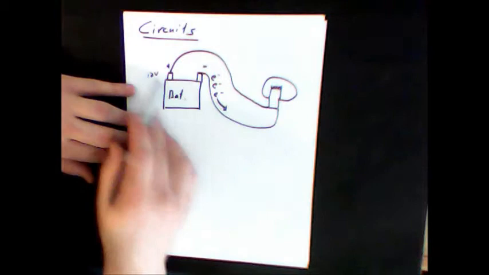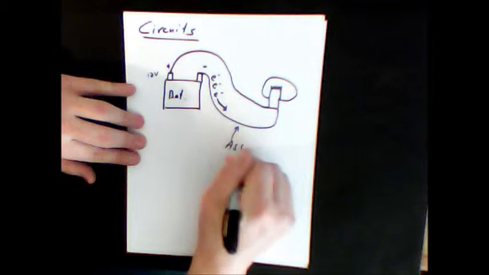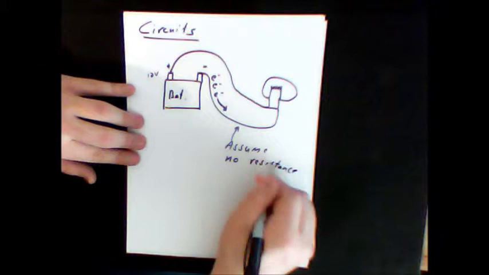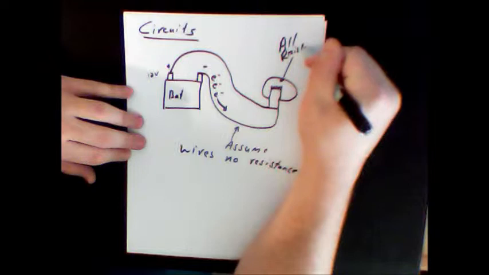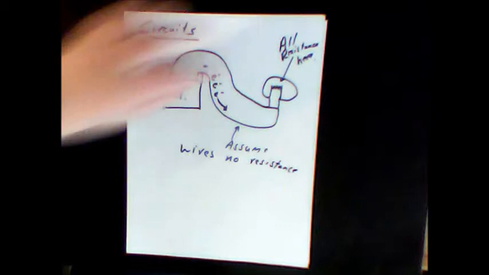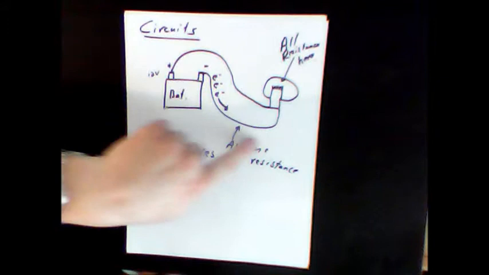Well, once they get to this point, we assume the wires have no resistance. And we assume that the light bulb is all the resistance in this situation. So all the resistance is located here, right in the light bulb, and we pretend like that's the only resistor in the entire circuit. These electrons are moving from one side around through the light bulb and to the other side of the battery.